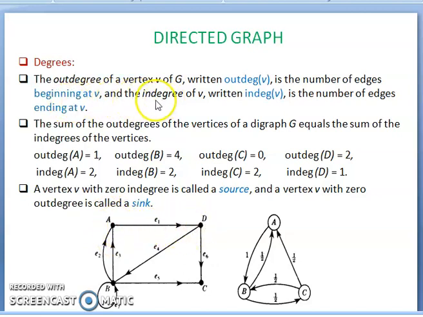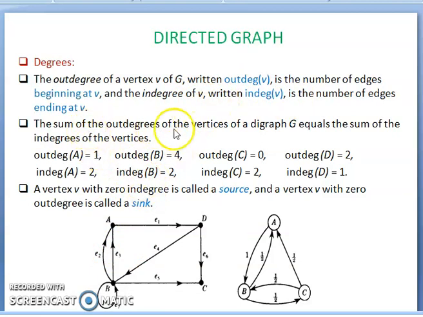Now in degree. The in degree of v, written as indeg(v), is the number of edges ending at v. Take the same example. What is the in degree of A? It is the number of incoming edges to the vertex. One is E2 and the second is E3. These two edges are incoming, ending at the vertex A. The in degree of A is 2. So that is in degree and out degree. Out degree means edges from that vertex, in degree means edges to that vertex.